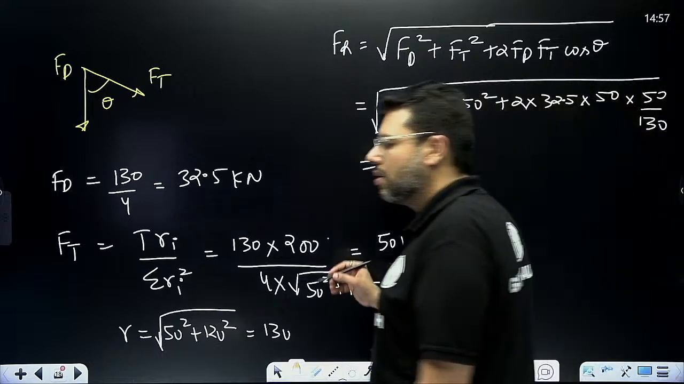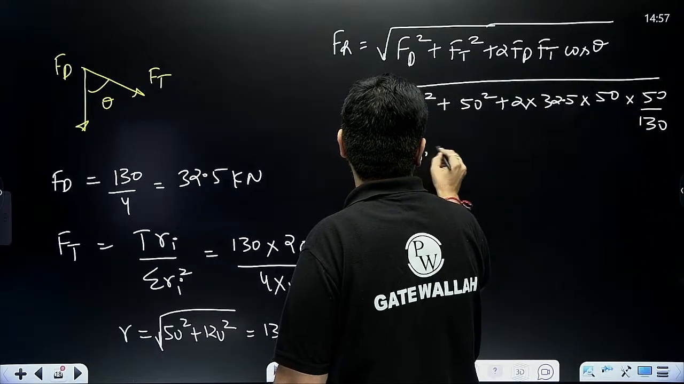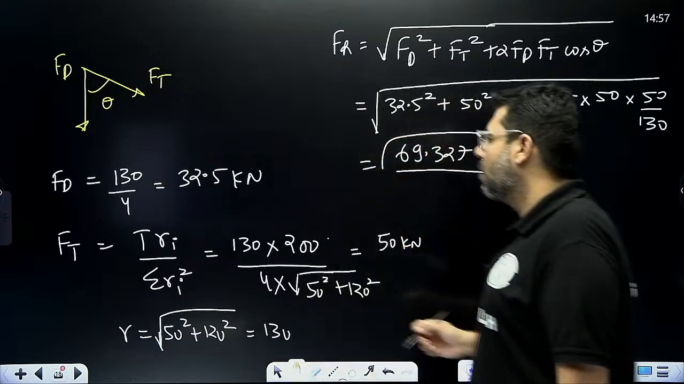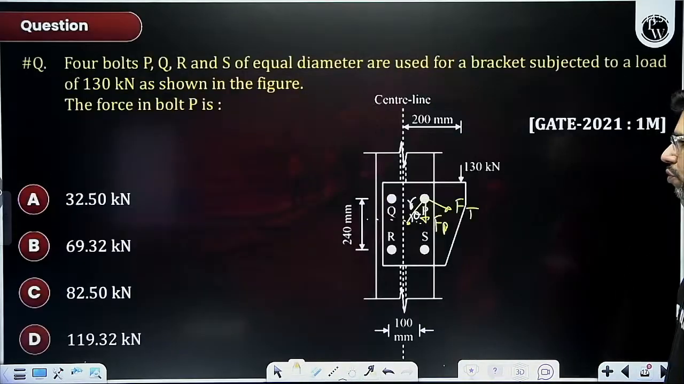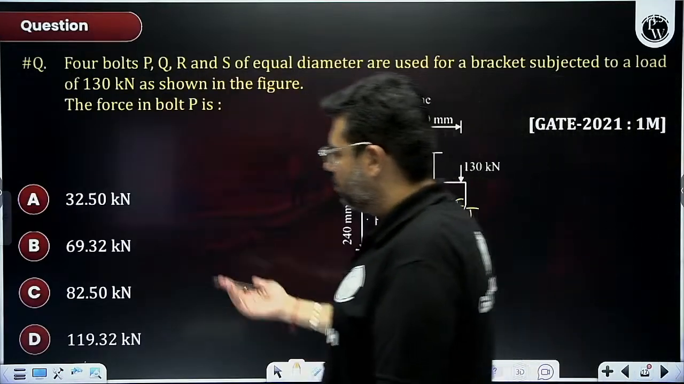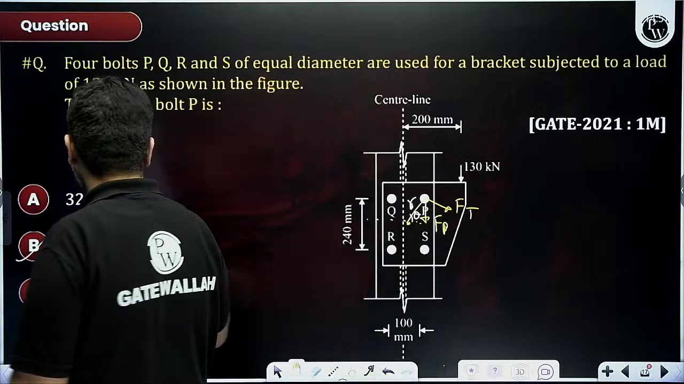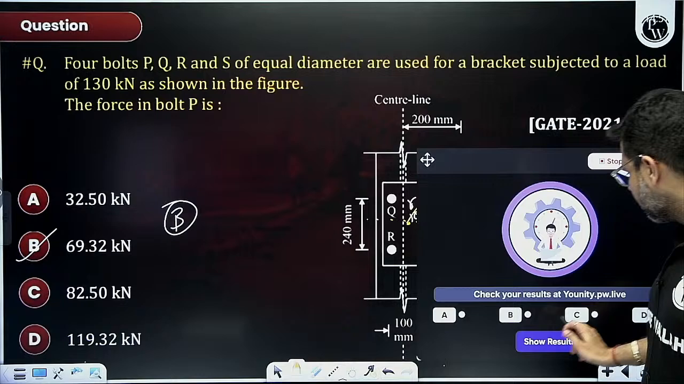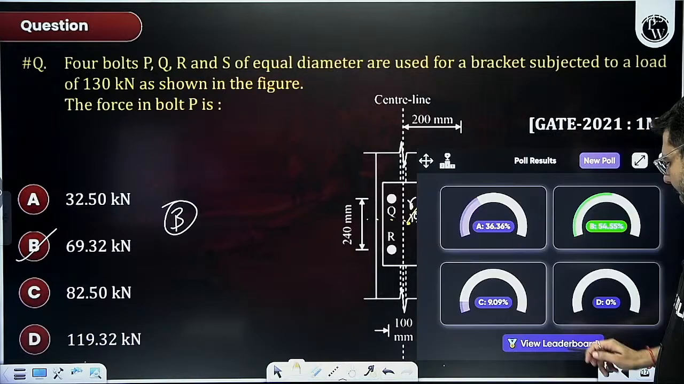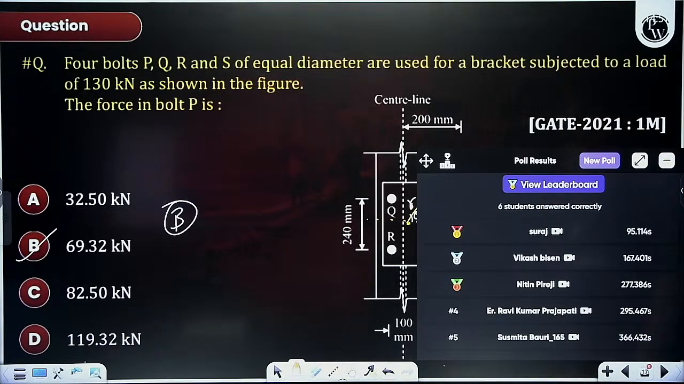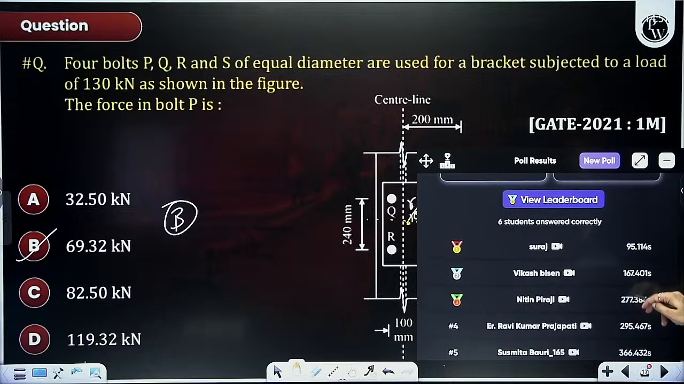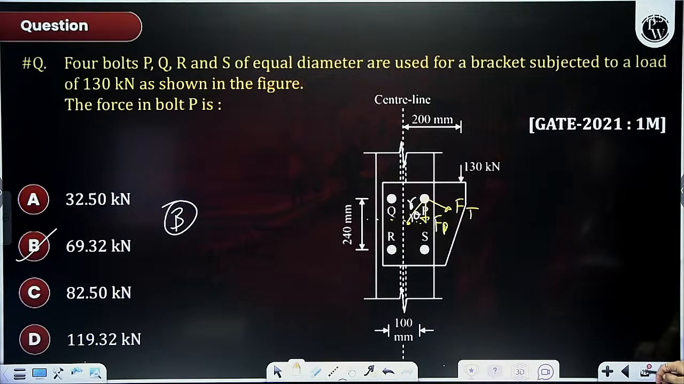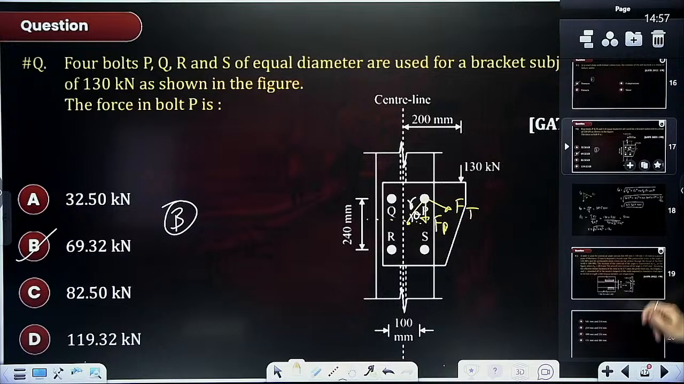69.327 kilonewton was the correct answer. Like this you can solve this very simple question. The nearest answer would be B here. B was the nearest answer. Suraj reported first, then Vikas, Nitin and so on. Let's see the next question then.